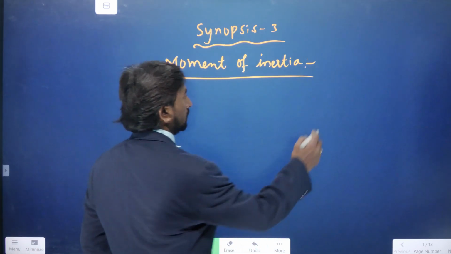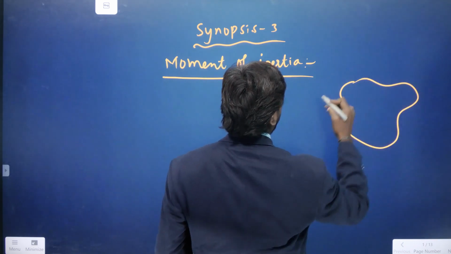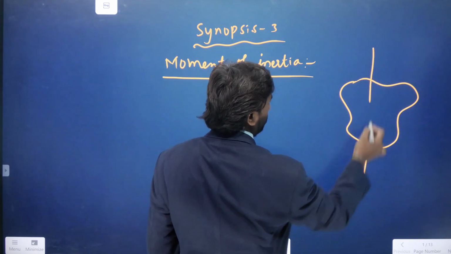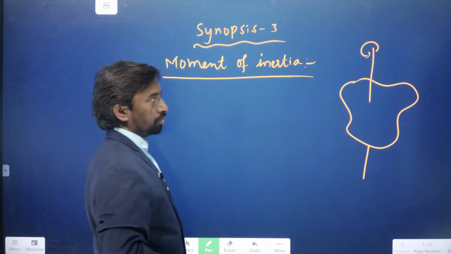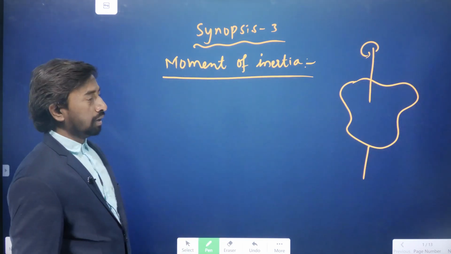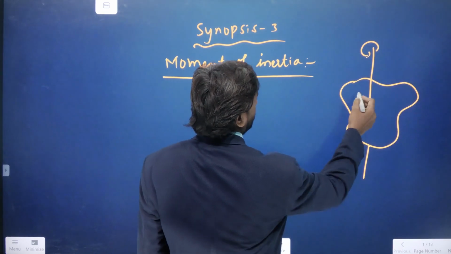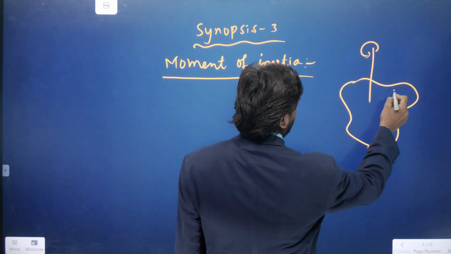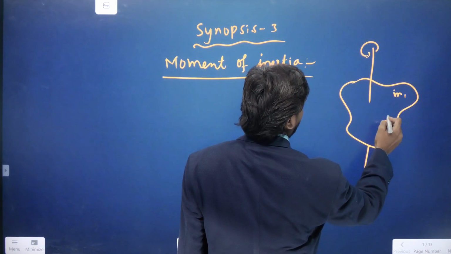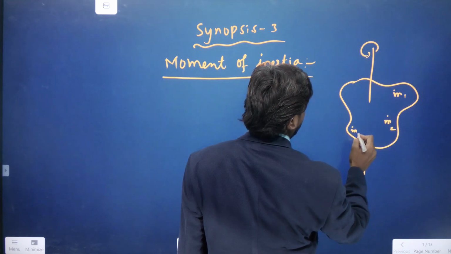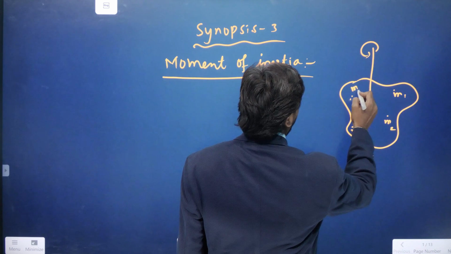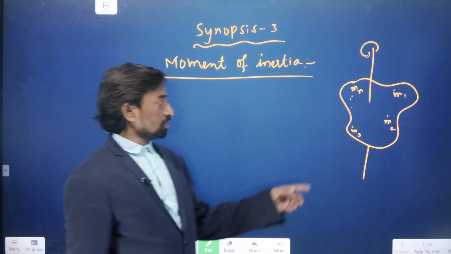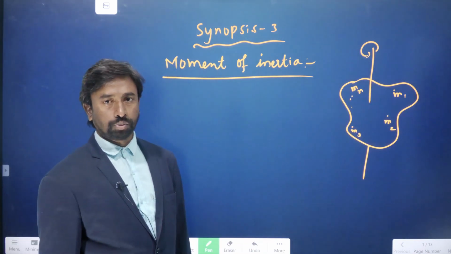Let us consider a rigid body, an object, rotating about this axis in the anti-clockwise direction. Then all the particles of the body, let us consider M1, M2, M3, up to Mn, the sum of all these particles is nothing but the mass of the rigid body.